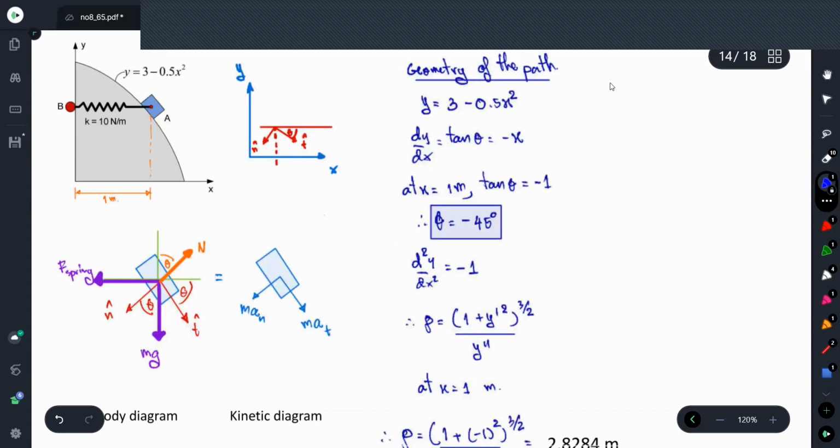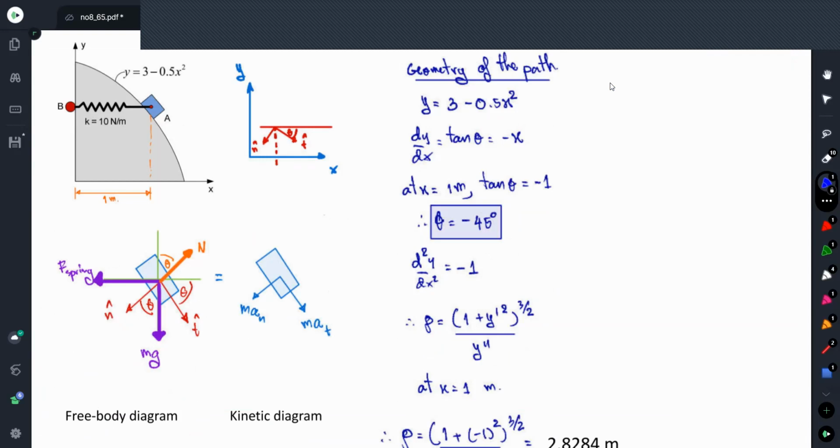For the block, we may draw the free body diagram like this, because we already know the path. The path is a parabolic path. It may be better to select the normal and tangential coordinate system for solving this type of problem, because we already know the path.